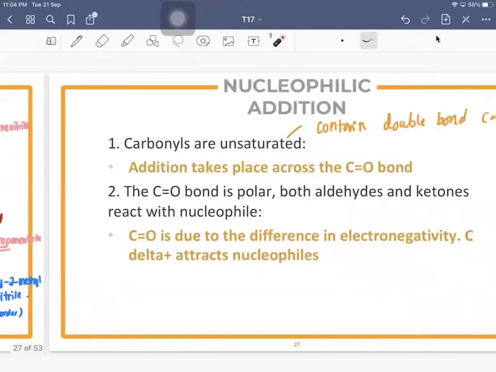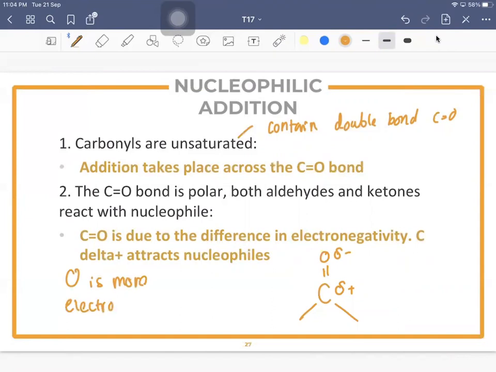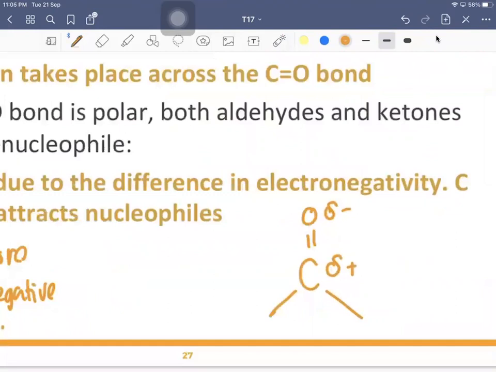The next concept, the C double bond O is a polar bond, okay, in both aldehydes and ketones. Therefore, it develops the dipole, C double bond O, whether it's aldehyde or ketone, delta plus, delta minus. This is due to the difference in electronegativity. And we know that oxygen is more electronegative than carbon. Okay, so why do we talk about this polarity?